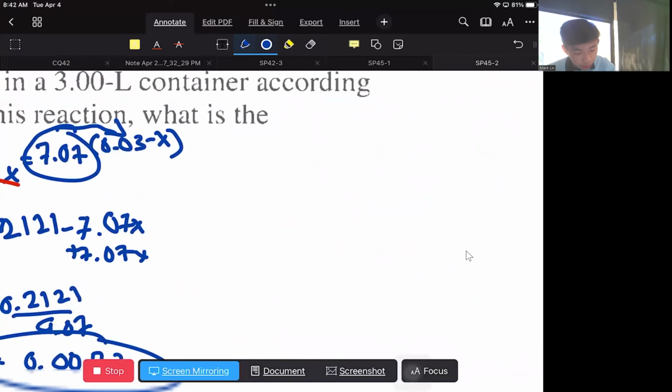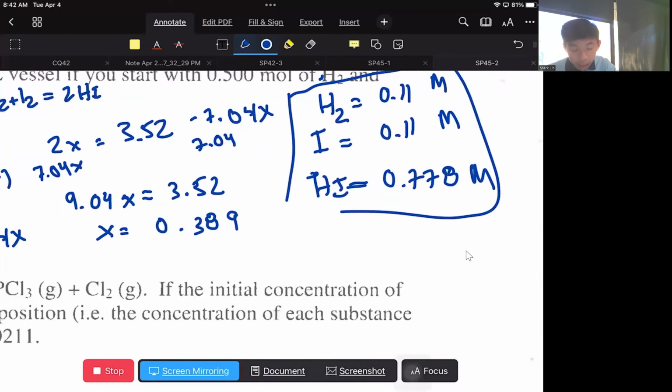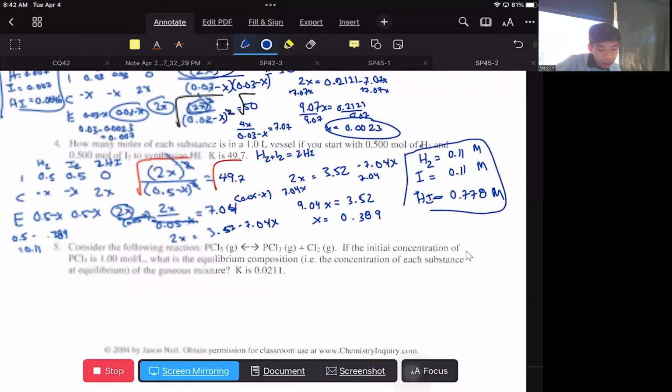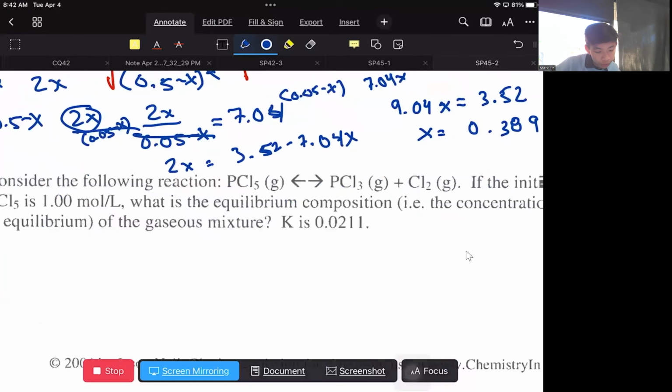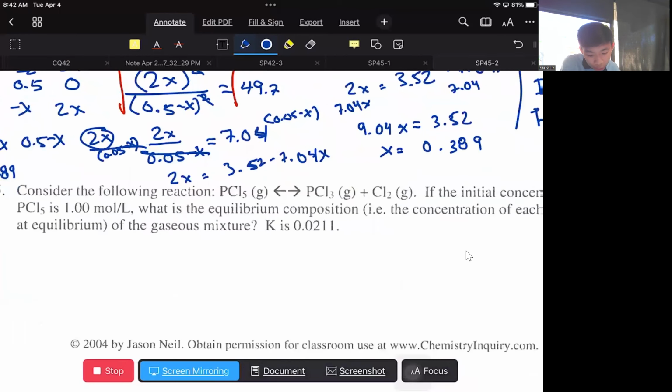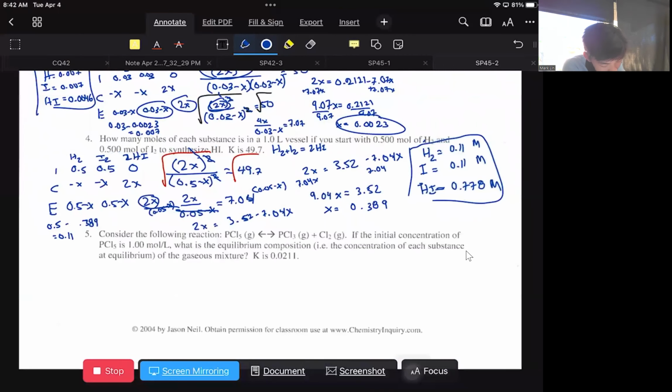Cool. On to the last one. Let's get it. Let us get it. So number 5, consider the following equation. Reaction with the initial concentration of PCl5 is 1 mole per liter. That's the equilibrium composition of the gaseous mixture, right? So this is going to be another ICE table type of thing. This 1 mole per liter is also molarity, because moles over liters is molarity.